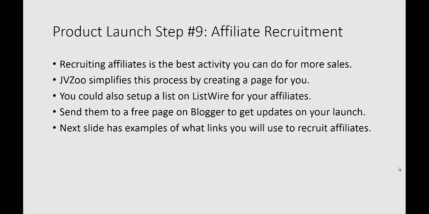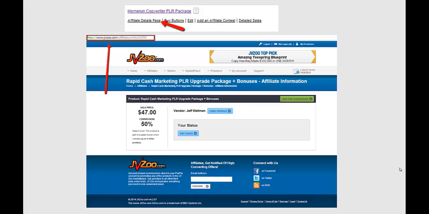The next slide is going to have examples of what links you would actually use to recruit your affiliates within JVZoo. So when you log in to your account on JVZoo, you're going to be able to go into the marketplace and to your seller dashboard, where you're going to see the products that you have listed, the product that you set up following one of the previous steps. Right below the actual product name, it's going to say affiliate details page. And you'll notice in this second arrow that I've pointed to, the one right here where my mouse is going around it, this would become your link.